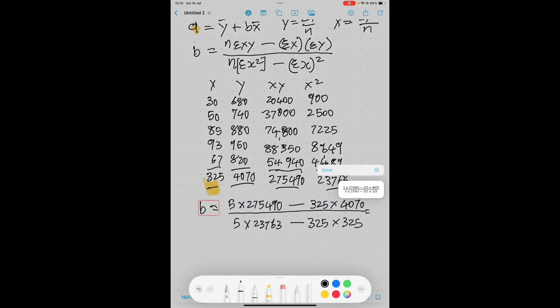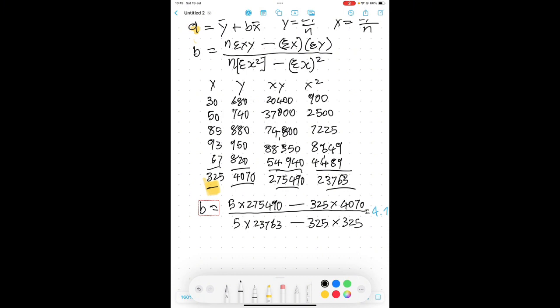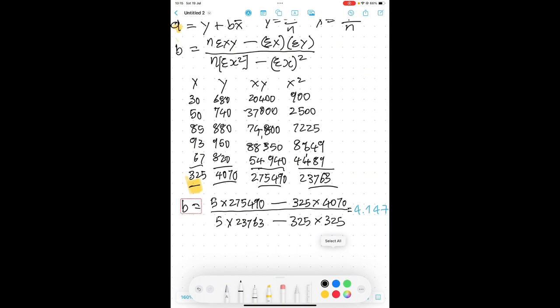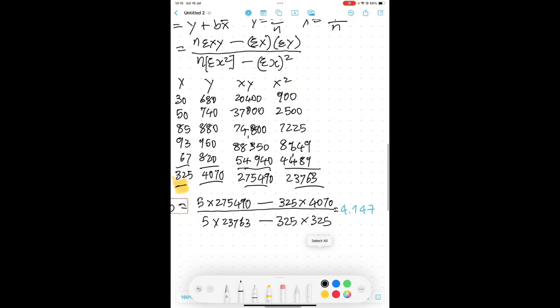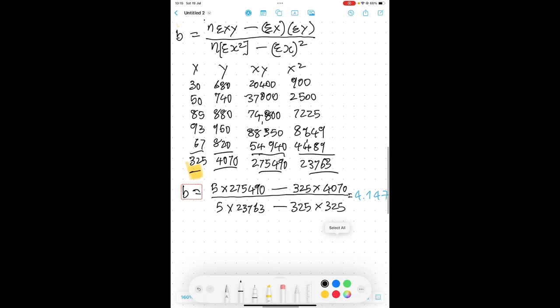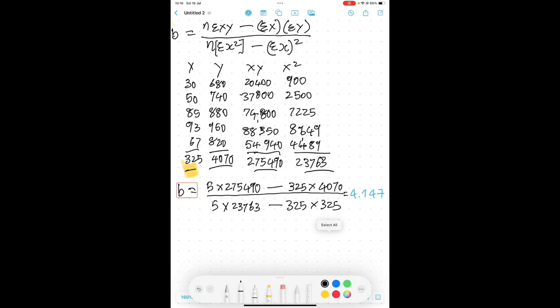Solve all this. Please apply BODMAS. BODMAS will help you. If I put this in properly, it will give us 4.1141, sorry, 4.147. So we'll be able to get our B as 4.147.